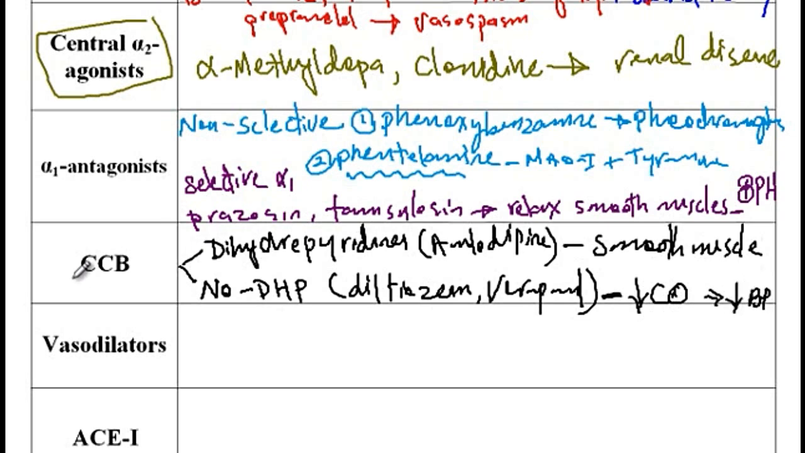And then the side effects of the calcium channel blockers include, for instance, constipation, peripheral edema, as well as flushing.